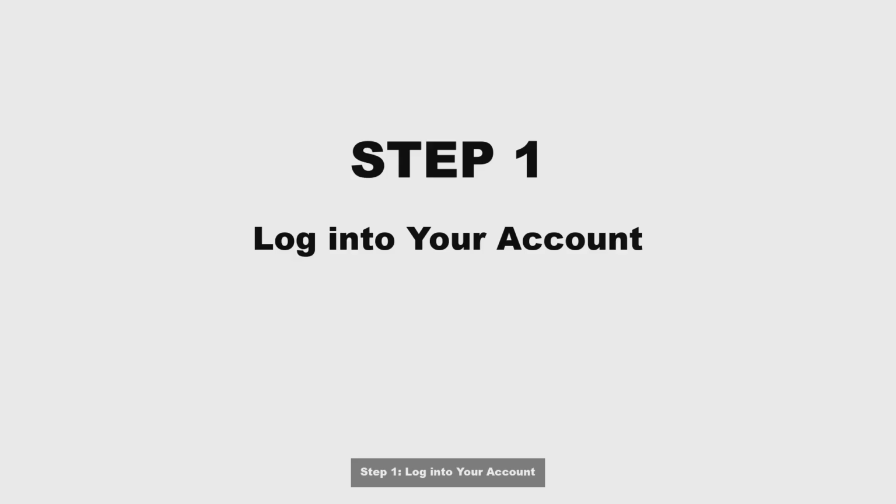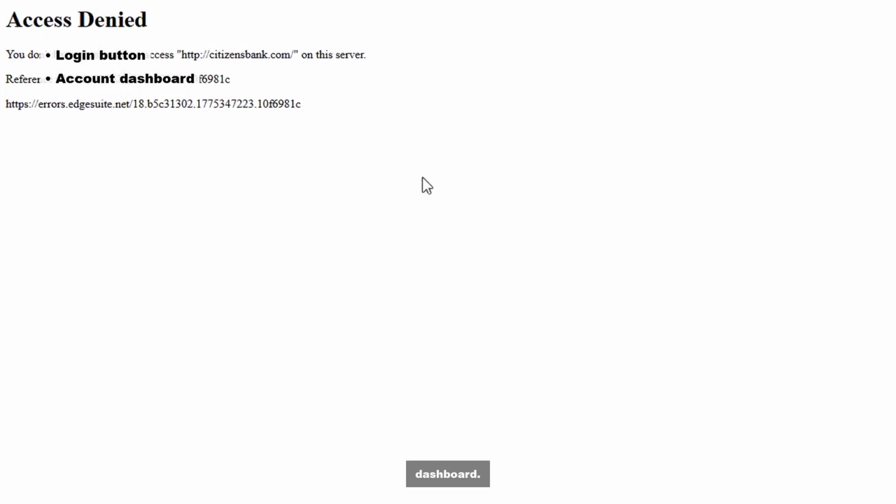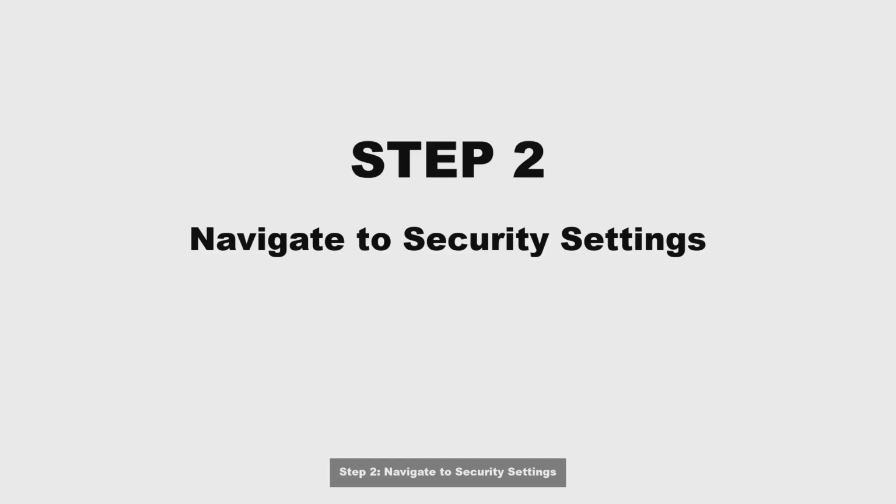Step 1. Log into your account. Visit the Citizens Bank website and enter your login credentials to access your account dashboard. Step 2. Navigate to Security Settings. Once logged in, find the Settings or Profile section, then look for Security Settings or Privacy.